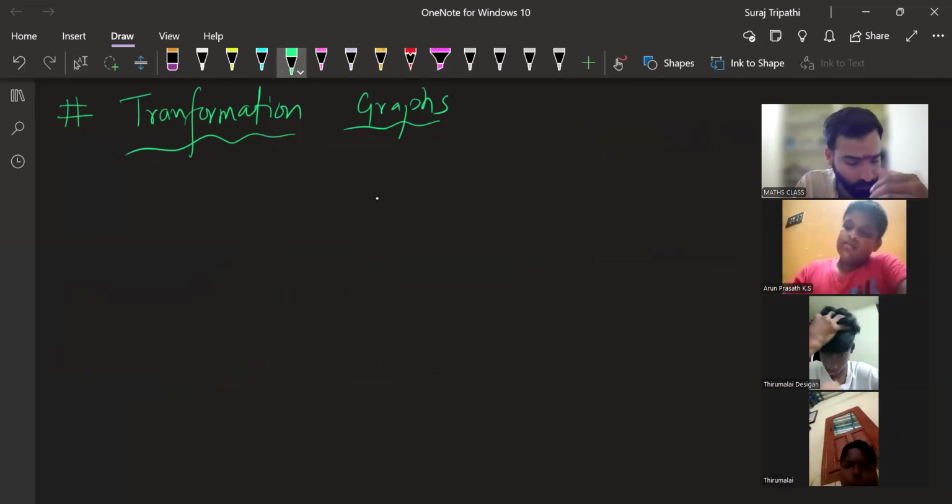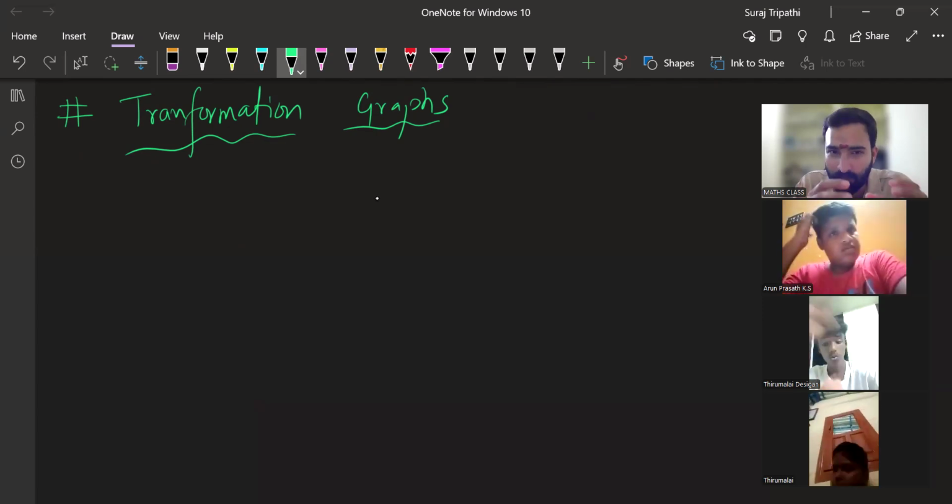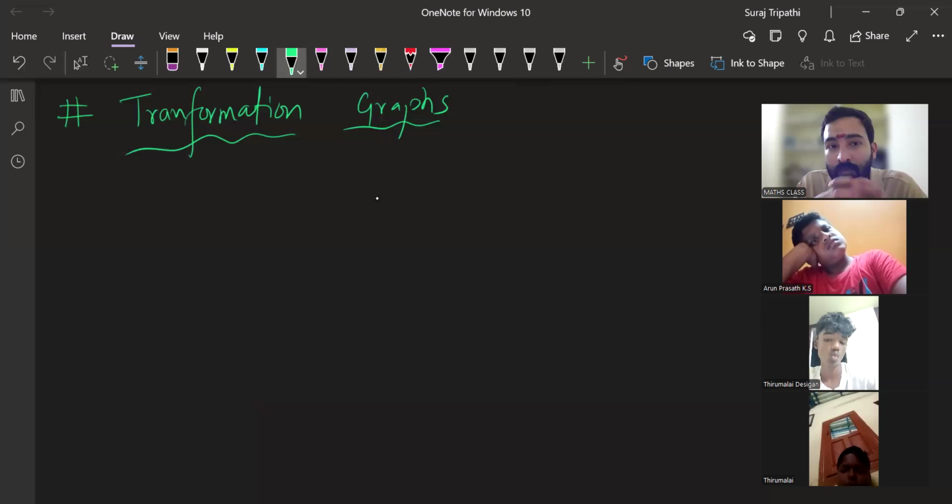Transformation means if you know the basic graph of any function, like if you know the graph of sine x, then you will be able to draw the graph of sine 5x, sine x by 5, sine x plus 5, 5 sine x, graph of mod sine x, graph of mod tan x, sine of mod x, like this one. So that is called transformation of graph. If you know the graph, then you can transform any graph using the basic graph.